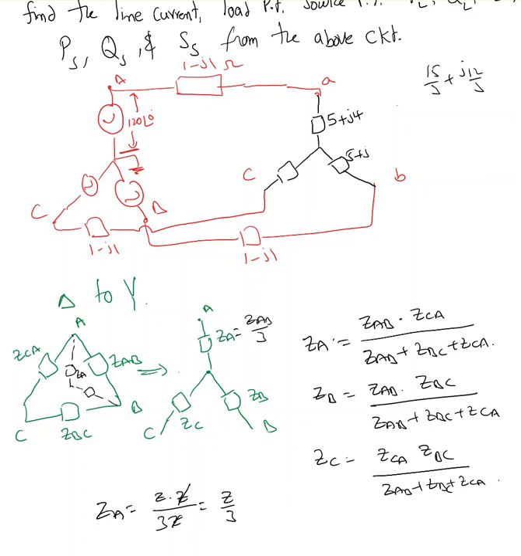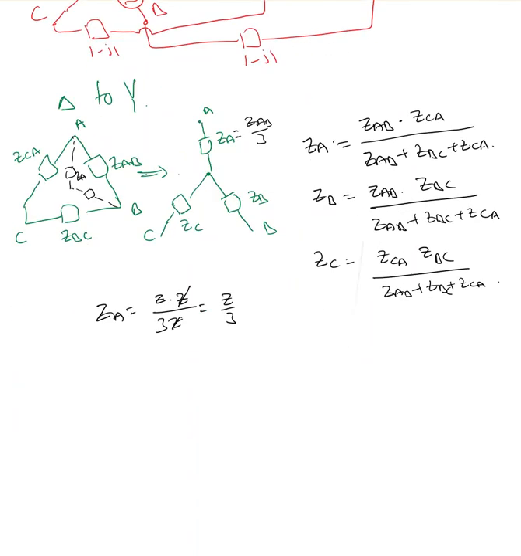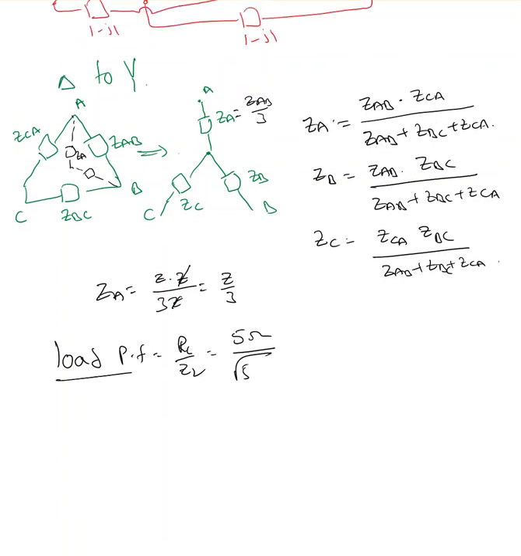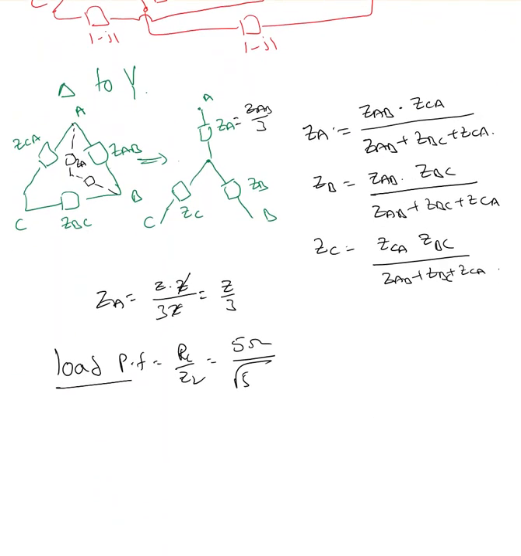So what is the load power factor? Let me write down the load power factor. The first thing we can do is find the load power factor equal to RL over ZL. RL is 5 ohms, ZL is the square root of 5 squared plus 4 squared. That value is 6.4, so it is 0.78 lagging. That's the load power factor.